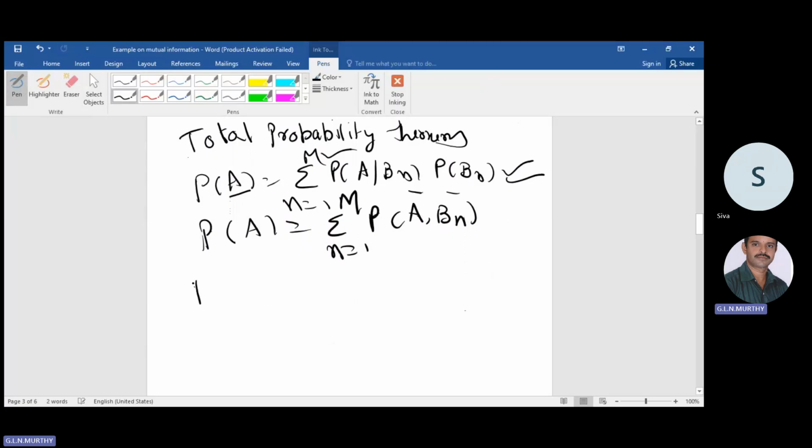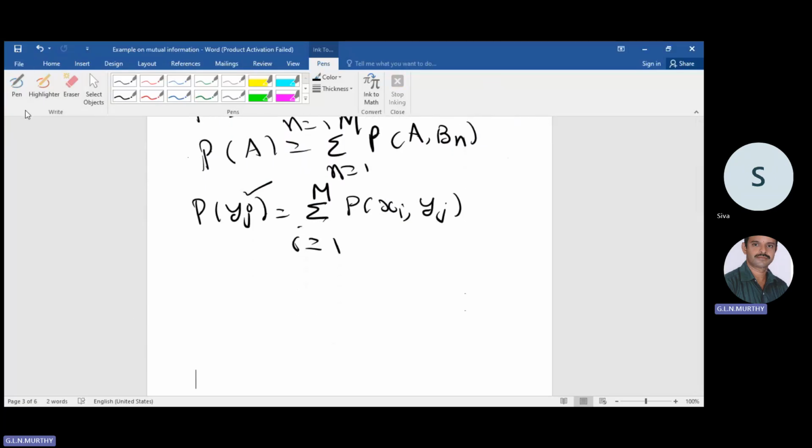P of yj can be obtained as the sum over i equals 1 to m, that is 2 here, of P of xi comma yj. For any fixed value of j, the probability can be estimated by adding all P of x1 y1, P of x2 y1, P of x3 y1, and so on. So first, what is required? We need to estimate the joint probability. Let's write the expression for conditional probability, and then we continue with how to estimate the joint probability.